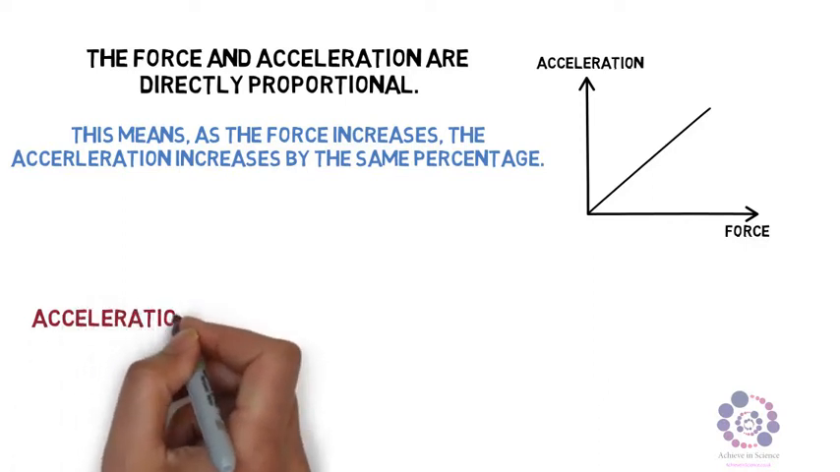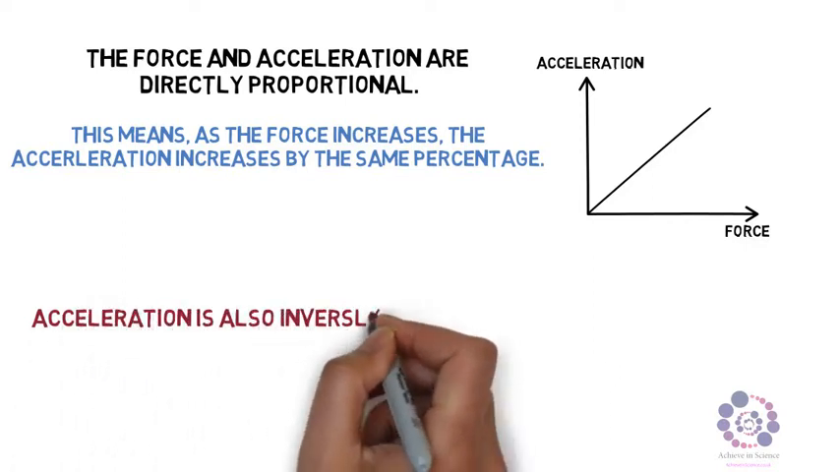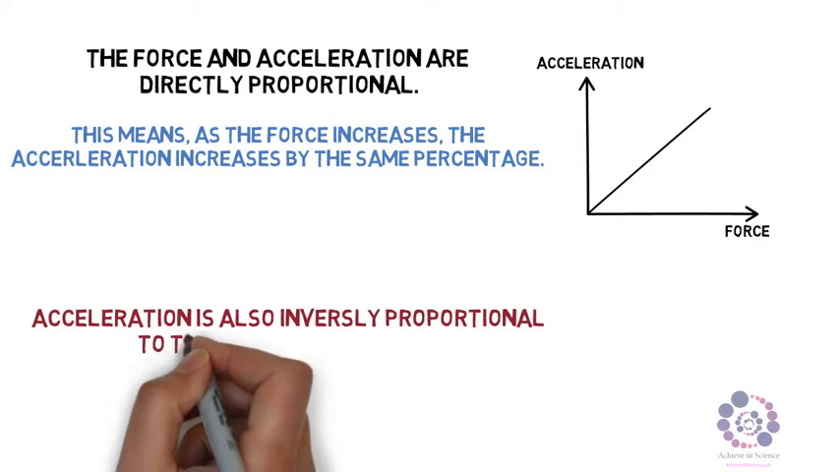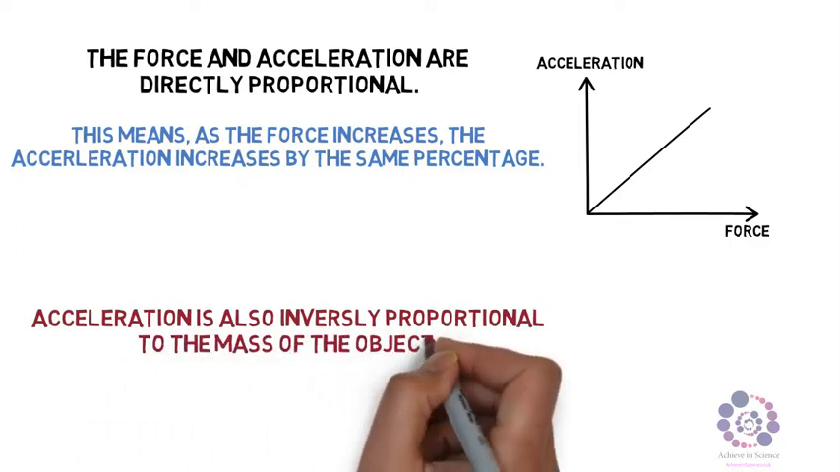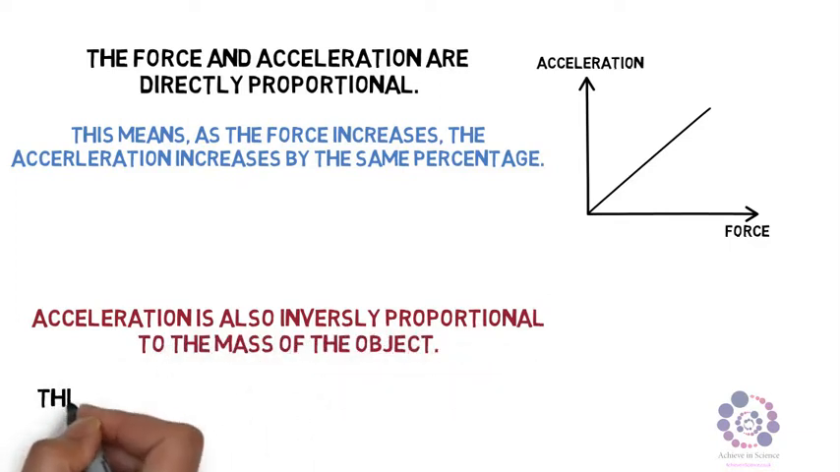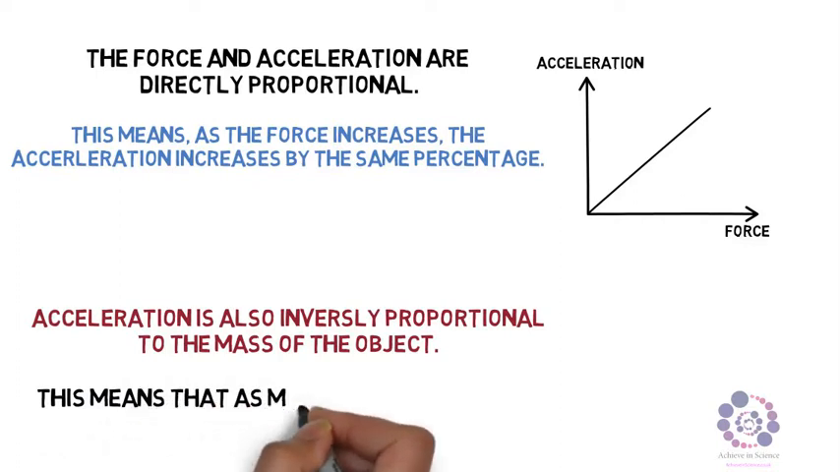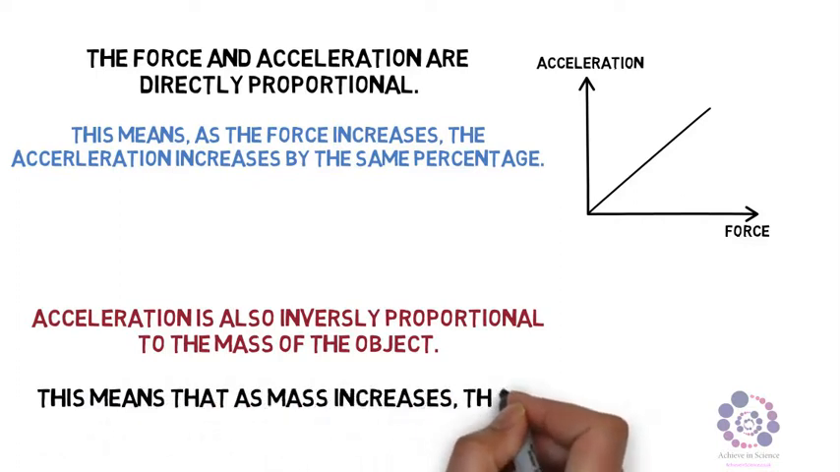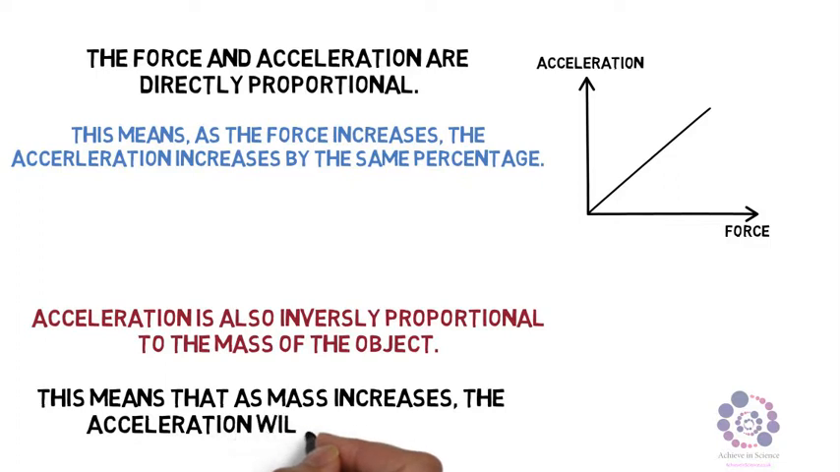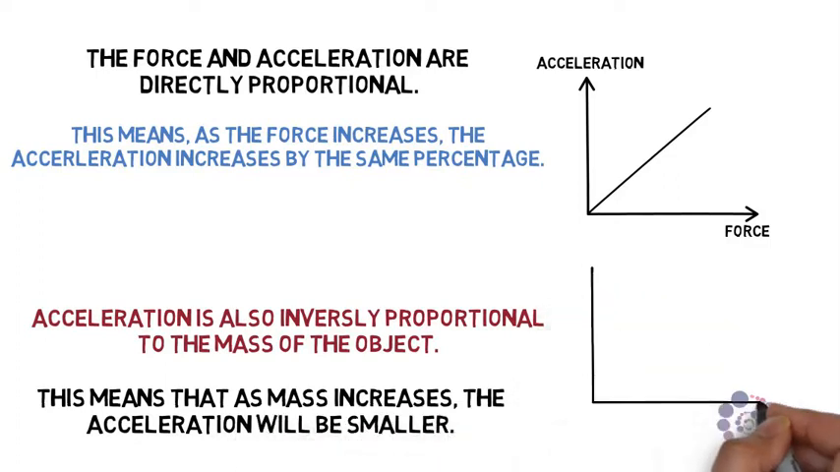Now, another key relationship is that acceleration is inversely proportional to the mass of the object. This means as mass increases, the acceleration will be smaller. Again, this can be shown by a graph. On this occasion, we have mass on the x-axis and acceleration on the y-axis. This time we have a downwards curve.